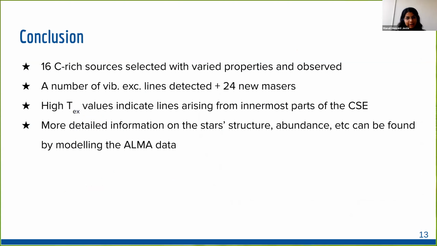And that brings me to the end of my talk. Just to give a summary, we have studied 16 carbon-rich sources with different properties, observed them, and detected a number of vibrationally excited lines, with also the discovery of 24 new masers. These lines are tracing the innermost part of the envelope because of their high excitation values. More detailed information on the structure would then be found by analyzing the ALMA interferometric data. So, yeah, thank you for listening.